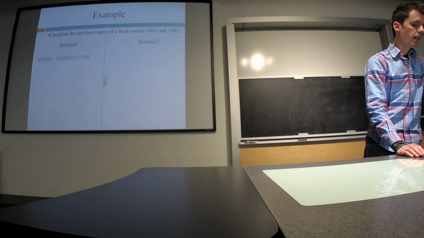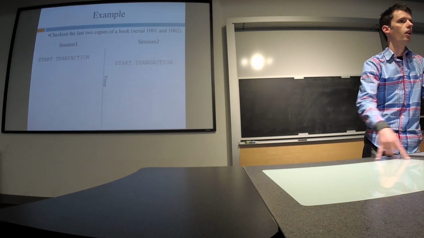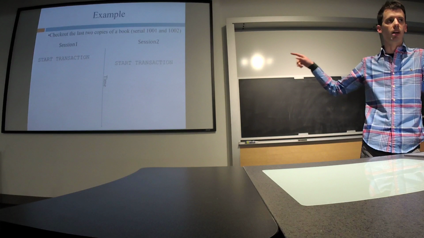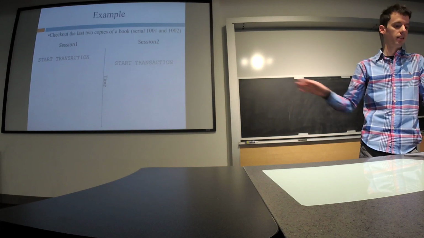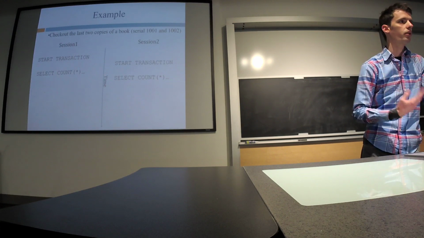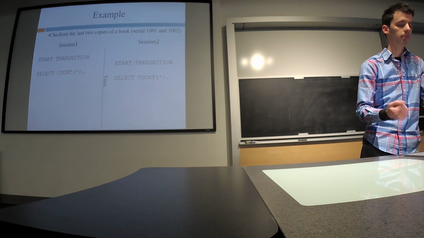Session 1 starts a transaction. Session 2 can then start a transaction. This is already the problem. This is not a mutex. If this is a mutex, session 2 would not be able to acquire the lock. Okay, now they can both proceed. They can both do any kind of selects they want and get the number of books available.